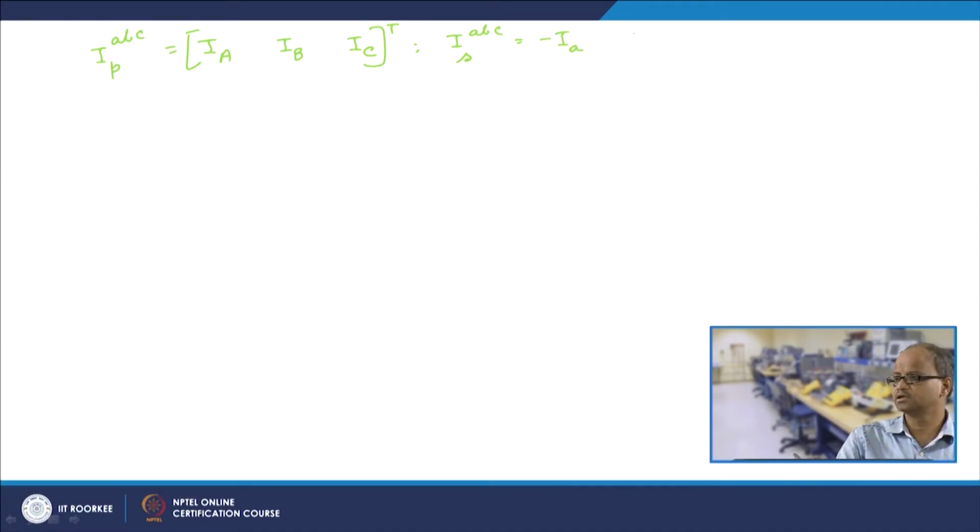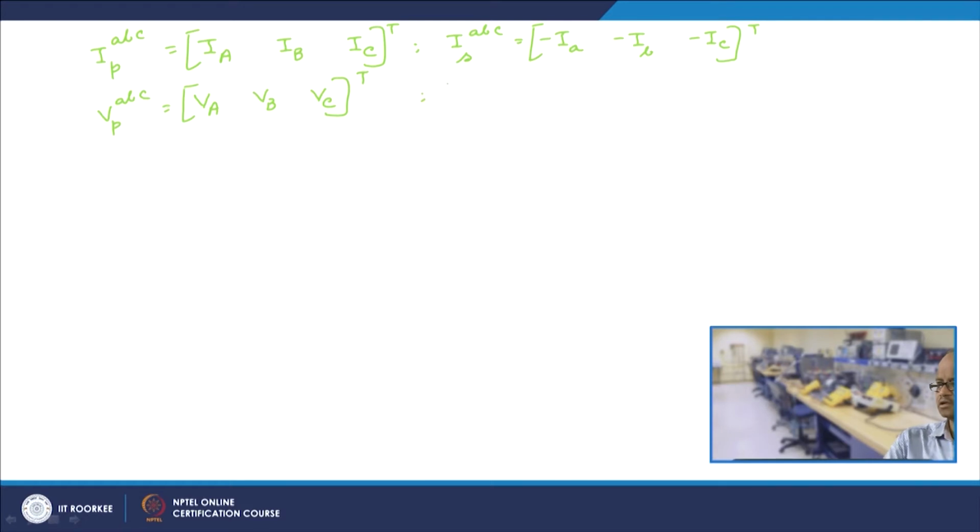So Is ABC would be minus Ia, minus Ib, minus Ic transpose, and then Vp ABC is Va, Vb, Vc transpose, please note that this is capital, and Vs ABC is V small a, V small b, V small c.